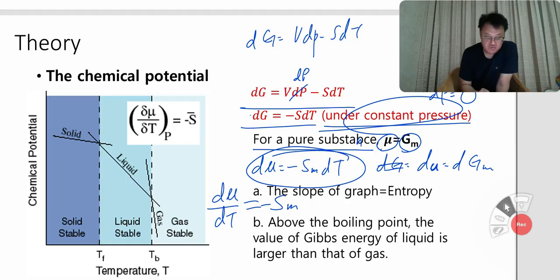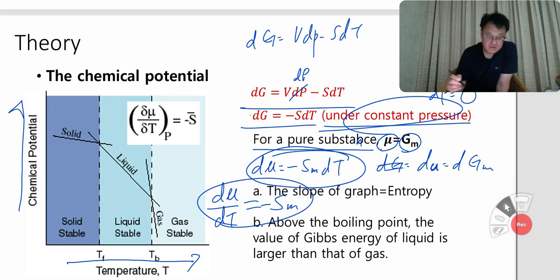That means that when you have temperature on the x-axis, and on the y-axis you have chemical potential, the slope shows the chemical potential changing as a function of temperature, okay? So this plot is basically showing how a substance's chemical potential changes as a function of temperature. In this plot, the negative value of the slope becomes the molar entropy, right?